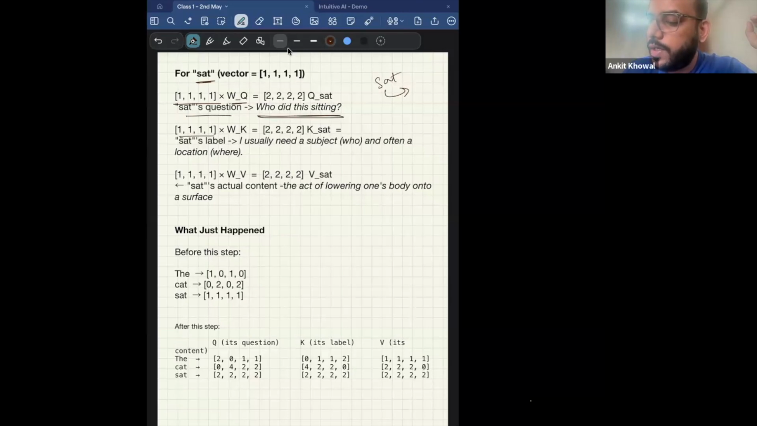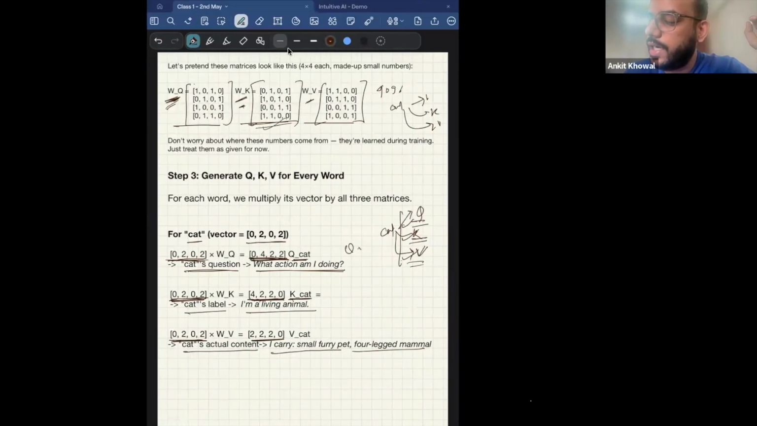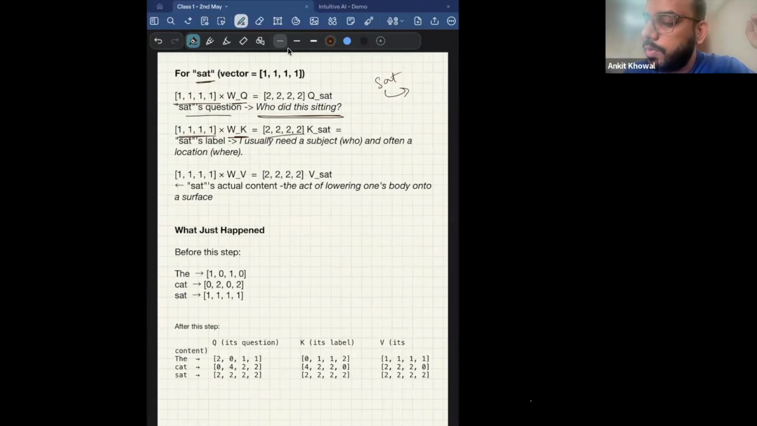Similarly, for the value vector 1, 1, 1 into the key vector, I will multiply, which is like this, and I will get this vector 2, 2, 2. What does it mean? SAT's label or the SAT's key vector, what does it mean? I usually need a subject who is sitting and often a location. So it will multiply itself. And the vector representation, this will mean this. Okay. Similarly, I'll have this, and the value vector will become something like this. The value vector means this in English. SAT's actual content, the act of lowering one's body onto a surface.